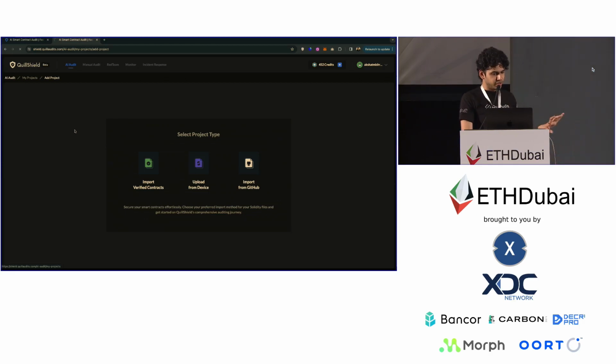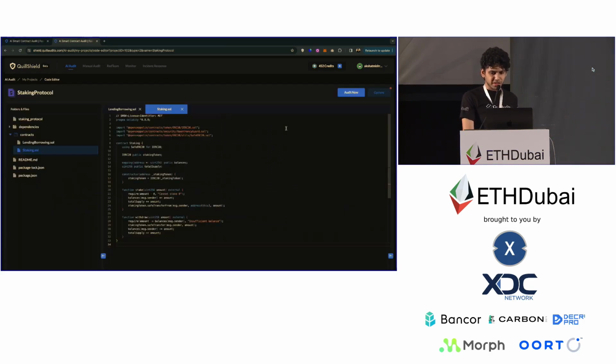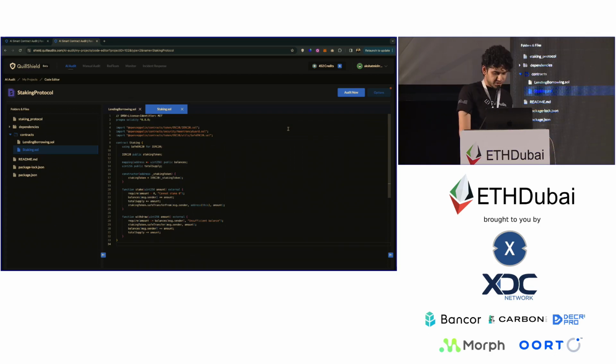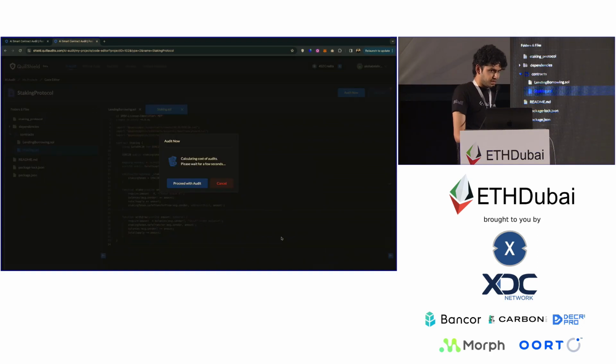When you look at the interface, it is quite familiar, especially if you're a dev. It's quite similar to VS Code. You've got your interface over here and a directory tree. The auditing process is quite simple. On the top right, you have this Audit Now button, and it's going to take a few seconds to calculate the credits. Credits is how we calculate how much money is being spent for your smart contract audits.